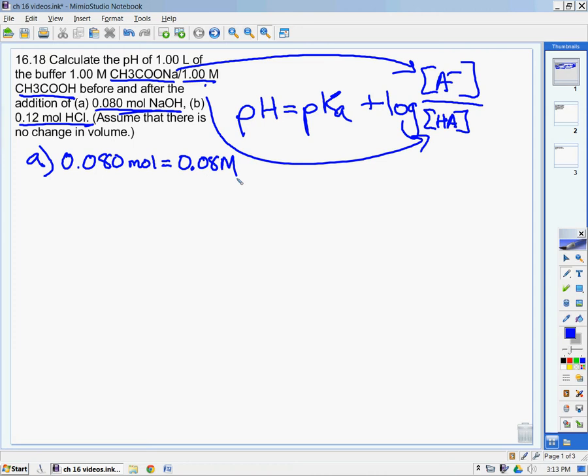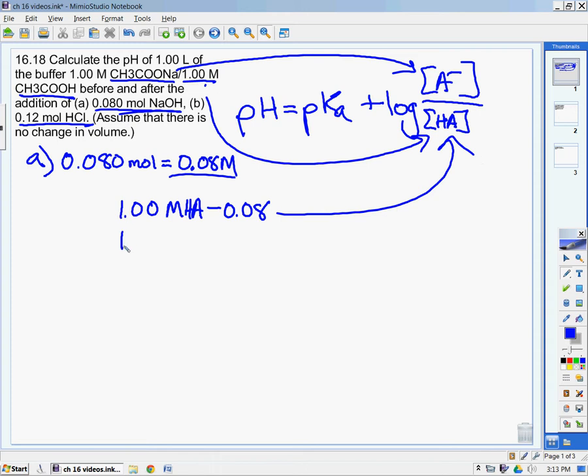So that means for every amount of NaOH you add, that's going to subtract from the acid and add to the base. So when you subtract from the acid, you're going to get the original amount of acid, which is 1.00 molar acid of the HA, and you're going to subtract the 0.08 molar. So that's going to be the amount of acid right there. The amount of base is going to be the 1.00 molar conjugate base. This is the salt. It's the A minus, and you're going to be adding to that.